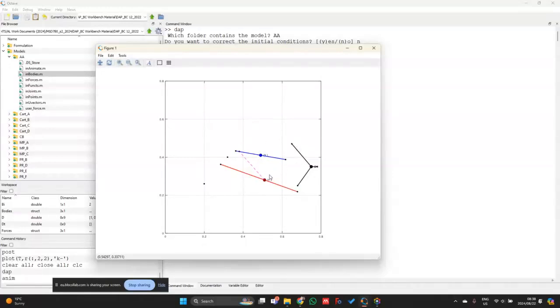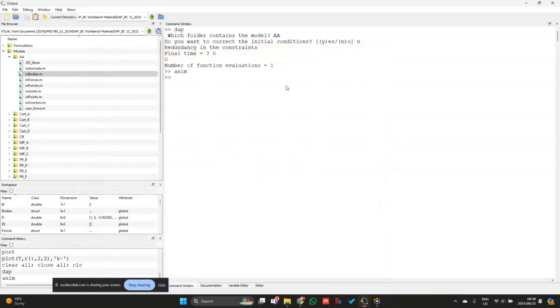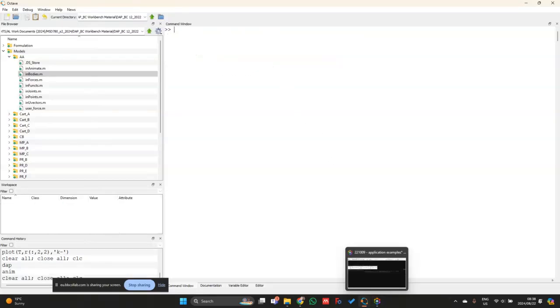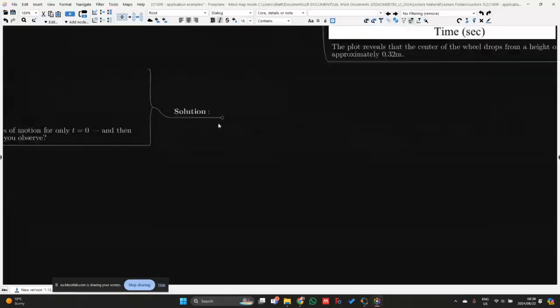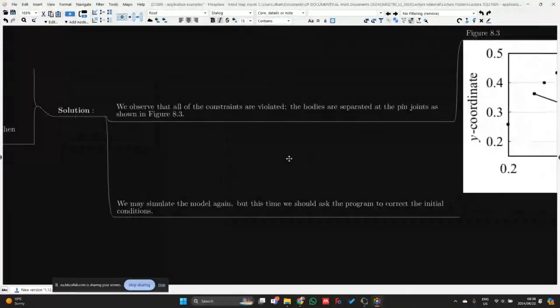Okay, so since we have redundancy in the constraints, this is the type of system that we're going to work with. So we need to either make sure that we specify the correct initial conditions, or if we're not too sure about the initial conditions, we need to perform a correction on those initial conditions. Usually it's just good practice to, in any case, do correction on these initial conditions. Okay, so I'm just going to clear the solution. So we observe that all of the constraints are violated.